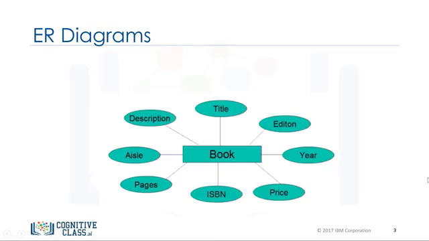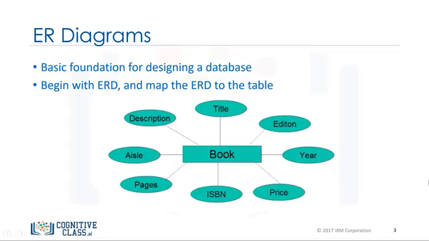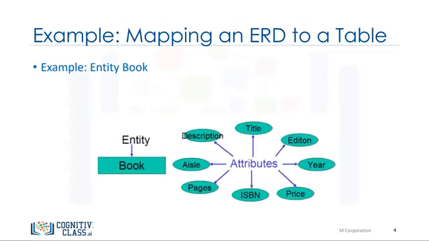Entity relationship diagrams are the basic foundations for designing a database. In the relational database design, begin with an ER diagram, or ERD, and later map the ERD to the tables in a database. In this example, we use the ERD for Entity Book. Entity Book has several attributes. The entity and its attributes will be mapped to a table.